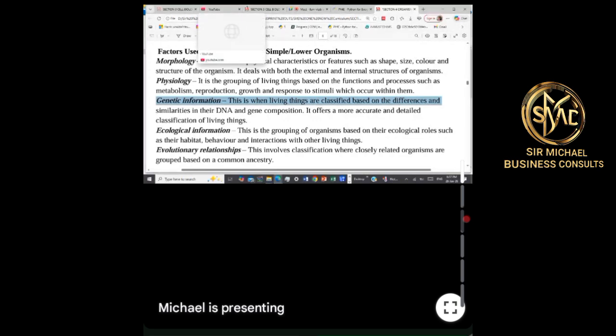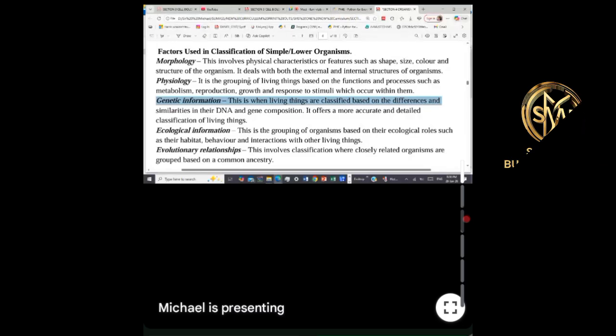And this gives us more accurate and detailed information, because once the genes are there, the genes will call for the expression of some characteristics, which we call phenotype. Later, when we do genetics properly, in form 2 or form 3, normally form 3, you do appreciate this thing. So we can classify them based on their genetics.